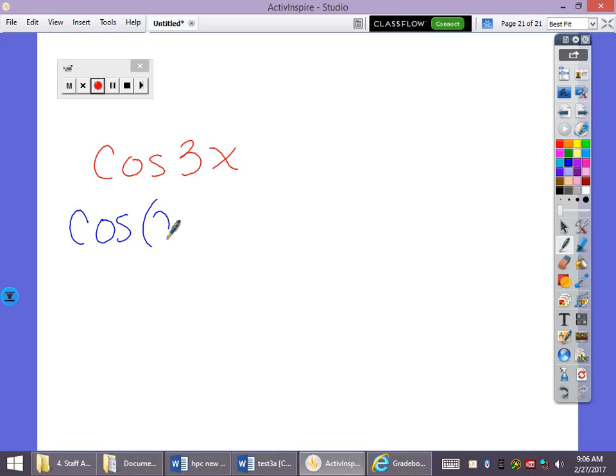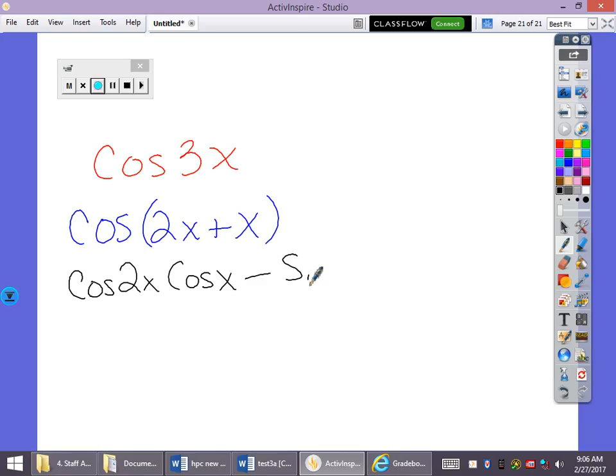I'm going to do cosine of 2x plus x. I have now turned it into what type of problem? A sum difference. And the rule for cosine sum difference makes this become cosine 2x cosine x minus sine 2x sine x. Okay, do they have anything in common? No, but technically that 2 is attached to the cosine, right? So they don't have anything in common, correct? So I cannot factor at this point, okay?